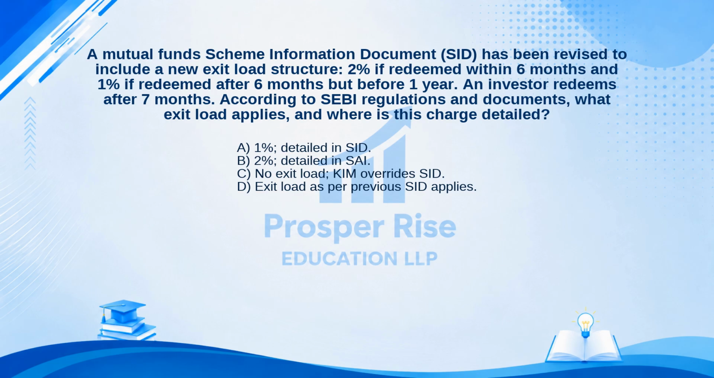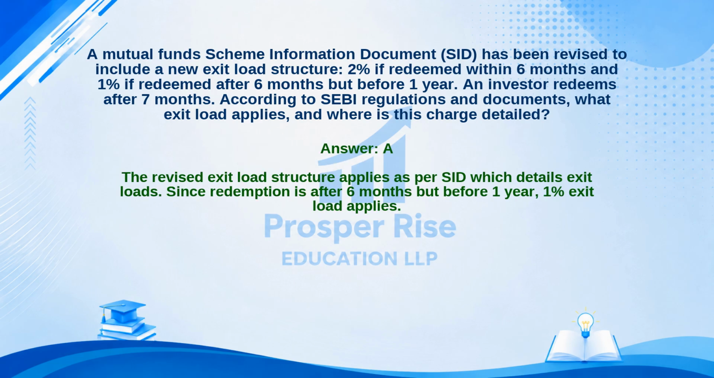The correct answer is option A. Let's see why. The revised exit load structure applies as per SID, which details exit loads. Since redemption is after 6 months but before 1 year, 1% exit load applies.